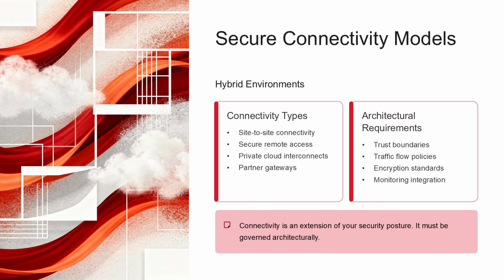For example, if you connect on-prem systems to cloud environments without segmentation and inspection, you extend internal trust boundaries into the cloud. Secure connectivity requires encryption in transit, explicit routing policies, segmented connectivity zones, logging of cross-boundary traffic. Connectivity is an extension of your security posture. It must be governed architecturally.